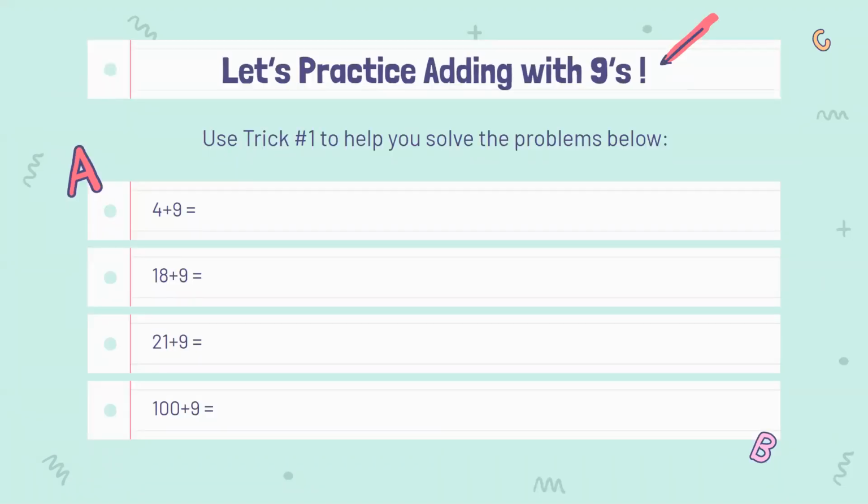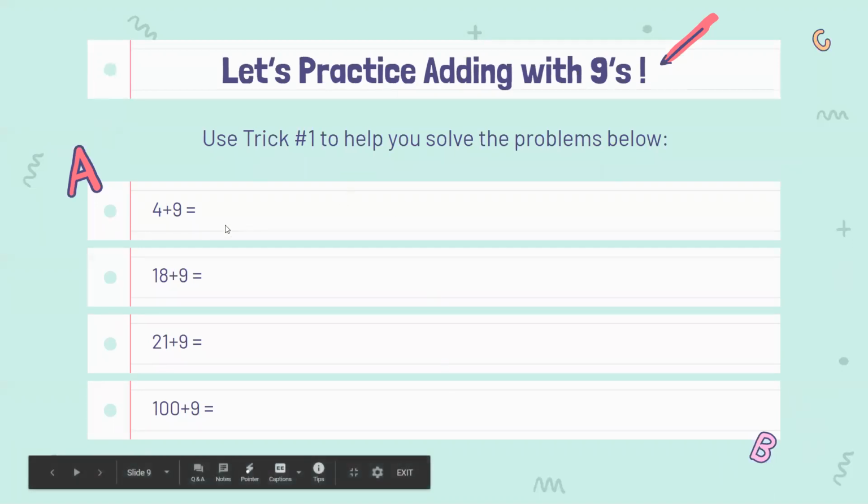Let's first practice with adding with nines. We'll do the first problem here. And the remaining 3 problems, you can always check out this slideshow in order to complete on your own as extra practice. 4 plus 9.